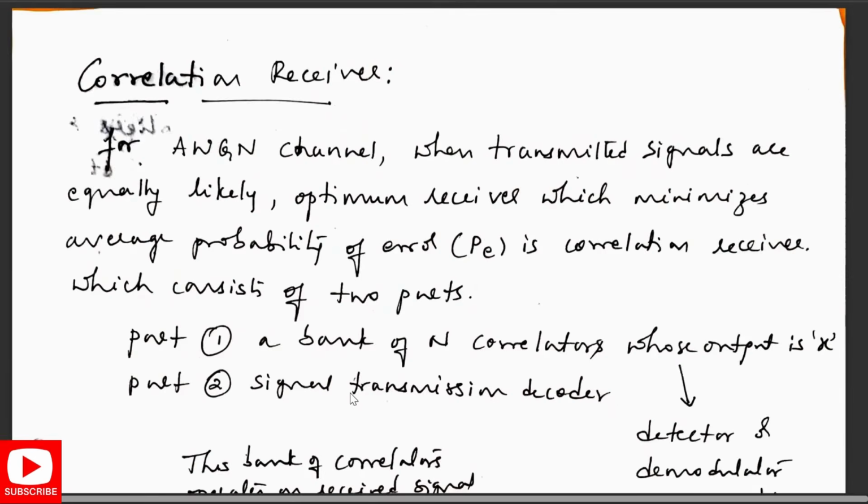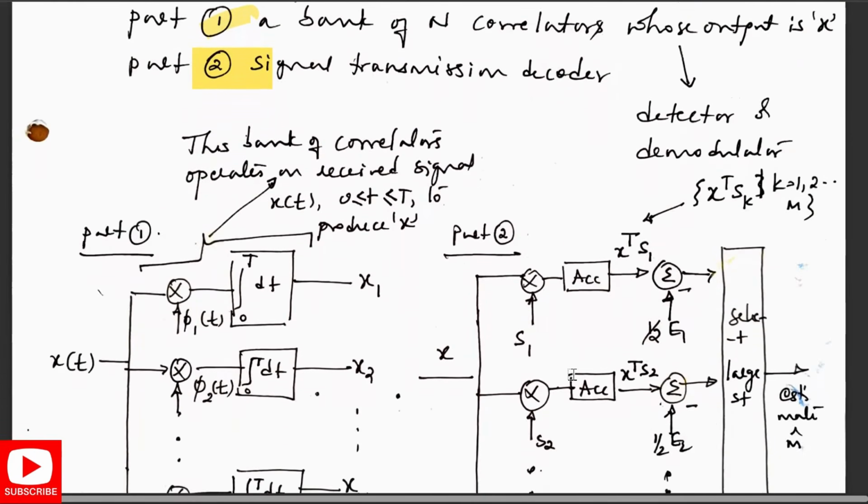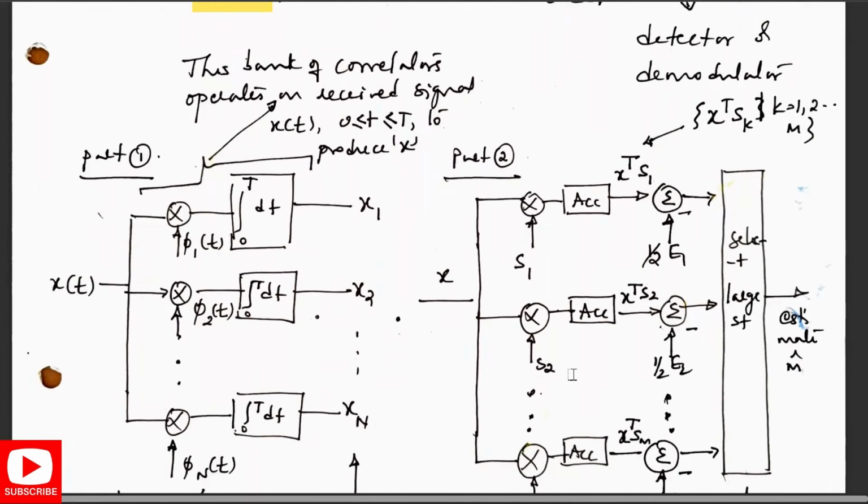Next is the important part, that is the correlation receiver. For an AWGN channel, when the transmitted signals are equally likely, the optimal receiver, which minimizes the average probability of error, is a correlation receiver. It consists of two parts: part 1 is a bank of N correlators whose output is x, and part 2 is a signal transmission decoder whose output is m cap. Here the demodulator and detector are both present.